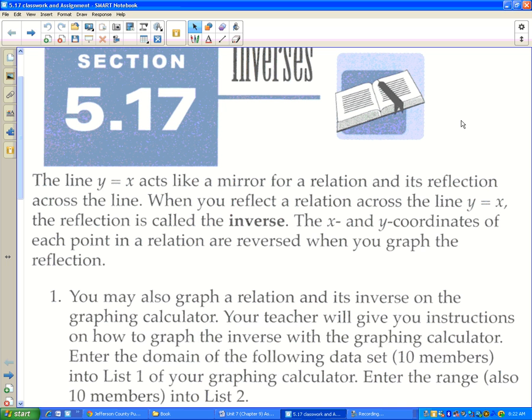The line y equals x acts as a mirror for a relation and its reflection across the line. When you reflect a relation across the line y equals x, the reflection is called the inverse. The x and y coordinates of each point in a relation are reversed when you graph the reflection.